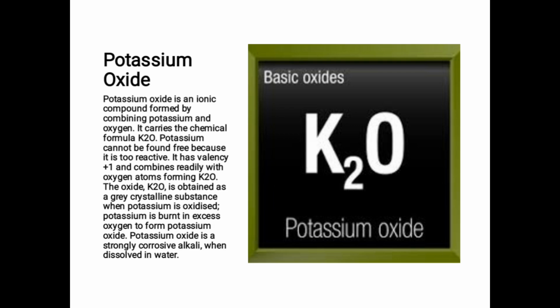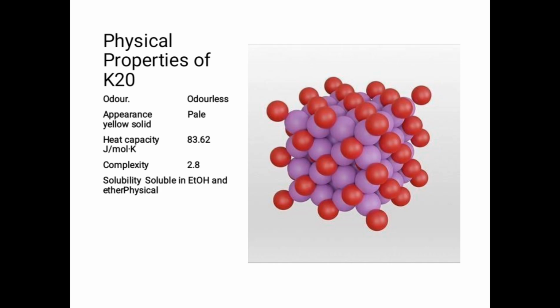Let's look at potassium oxide in a much broader way. Potassium oxide is an ionic compound formed by combining potassium and oxygen. The formula is K2O, and of course, it cannot be found free in nature because it's very active. Valency of 1. It is obtained as a gray crystalline substance when potassium is oxidized, and is a strong corrosive alkali when dissolved in water.